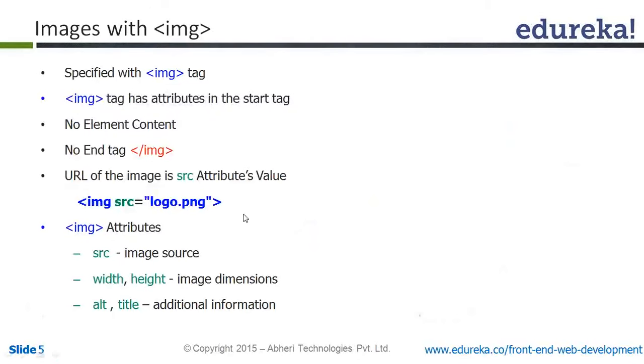Let's start with how we can display these images. As I said, any image which you would like to display has to be embedded or enclosed within the img tag. If you recall the structure of any HTML tag, you have a start tag, the content in between, and then an end tag. Well, img is a special tag which does not have any element content. It means between the start tag and end tag there's nothing, it's empty.